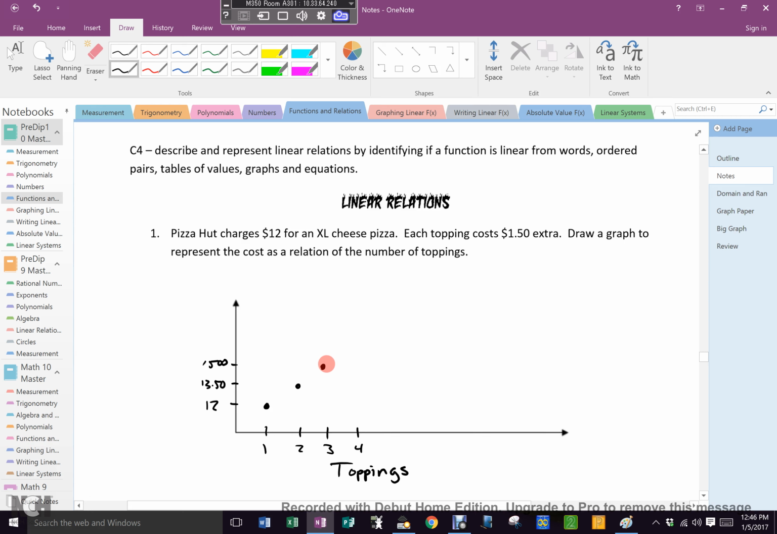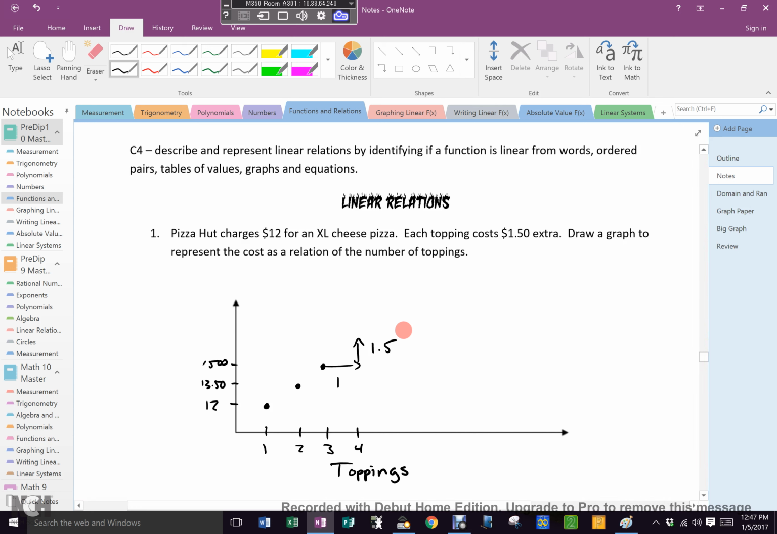Now, stop. Obviously, we can keep going, yes? What is going to happen every time we move one topping on the domain? What is going to happen to the range? It goes up by 1.5. Everybody got it? How long will that continue? Until we run out of toppings.